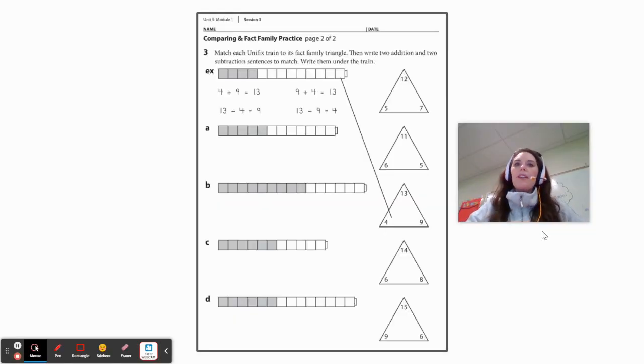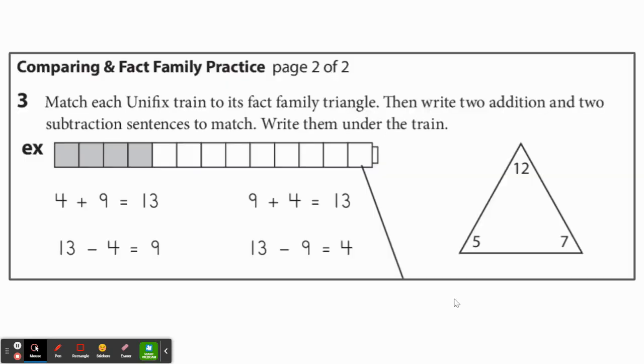Next, you will work on the back of that page. It is page 112. Let's zoom in and read the directions. Number 3, match each Unifix train to its fact family triangle. Then write 2 addition and 2 subtraction sentences to match. Write them under the train. Here is an example. Now I had to zoom in, so I lost the rest of the fact family triangles. I'll try to bring up the triangle so you all can see it.